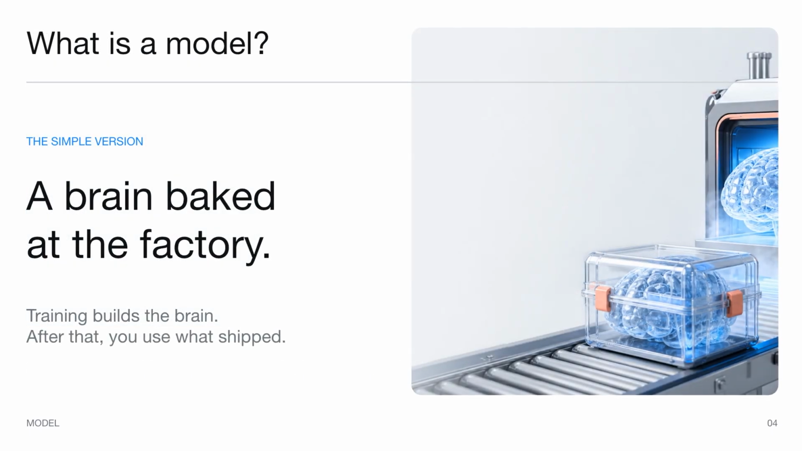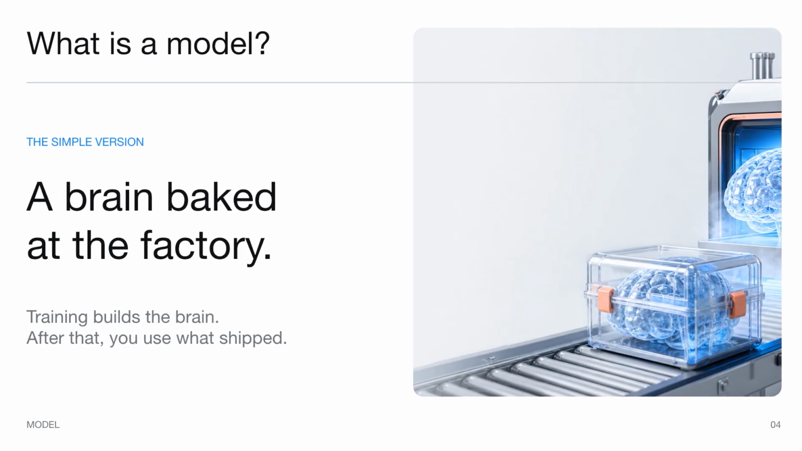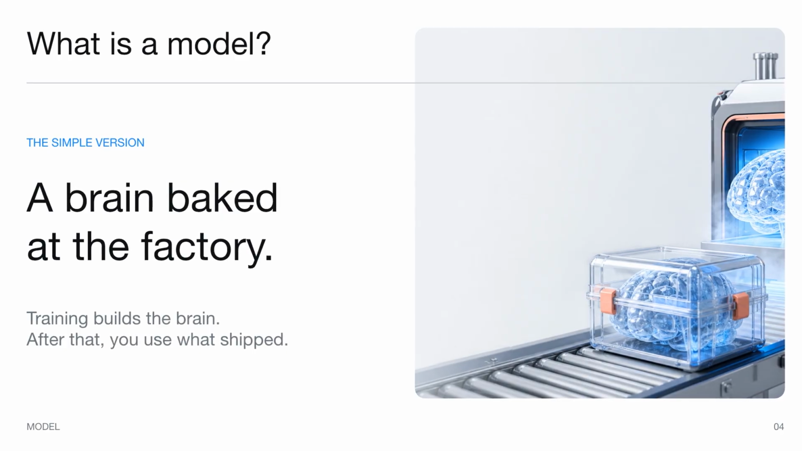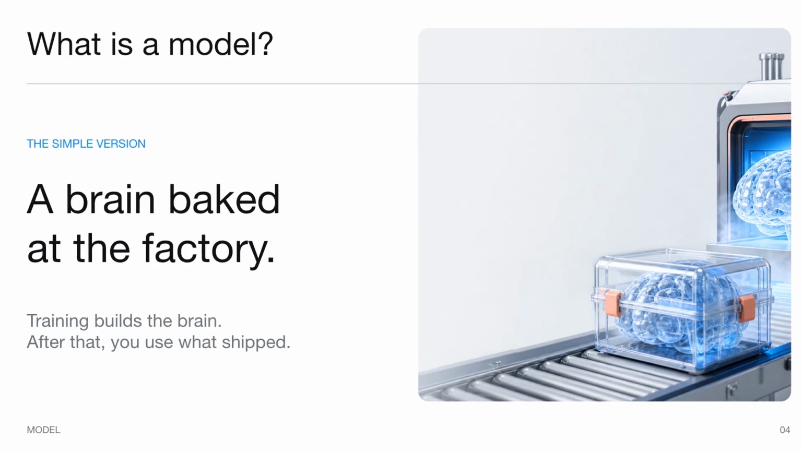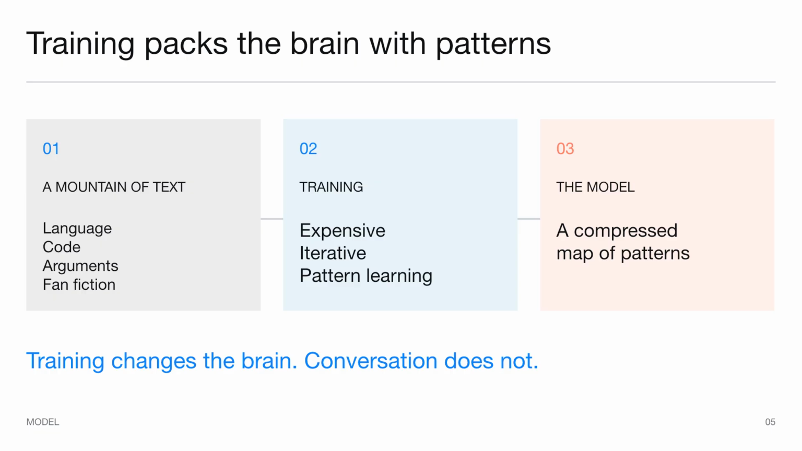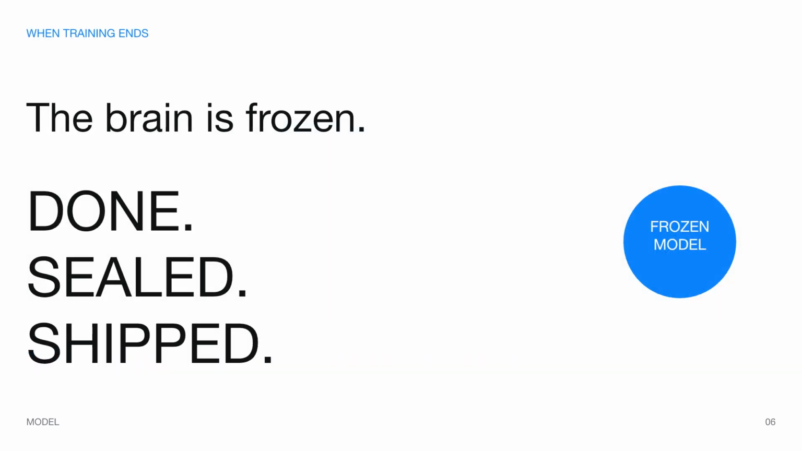So first things first, what is a model? And I want you to actually get this, because once you get it, everything else clicks. A model is a brain that got baked at the factory. That's it. These companies take a mountain of text, basically everything humanity ever bothered to write down, the good stuff, the garbage, the fan fiction, all of it, and they run it through training, which is this insanely expensive process where the thing slowly learns patterns. Language, code, reasoning, how people argue on the internet, so on and so forth. And when training is done, the brain is frozen, done, sealed, shipped.